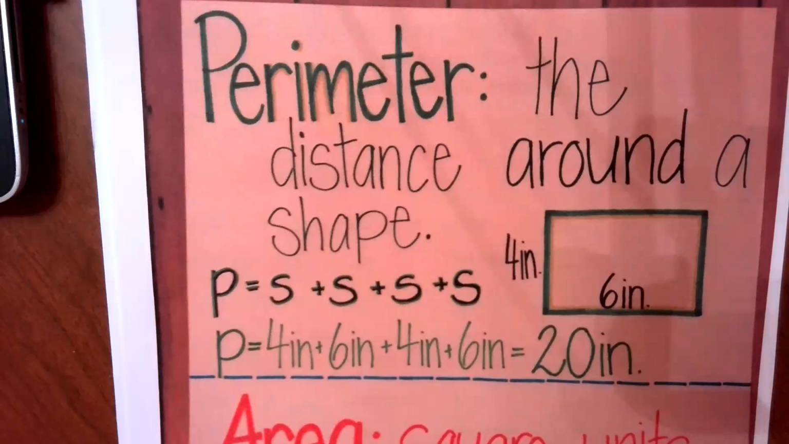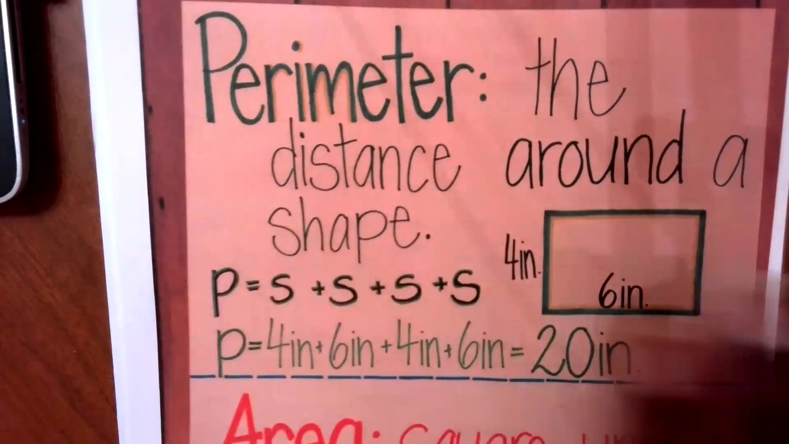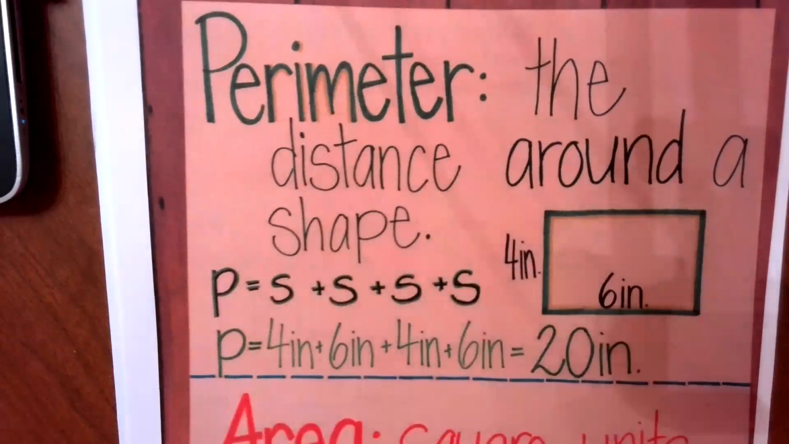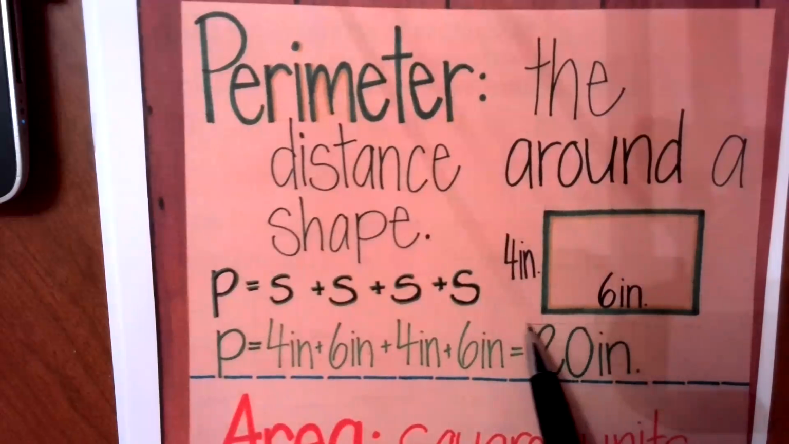Today we will be learning all about perimeter and area, the formulas and how to calculate them. So let's first start with our vocabulary words. Our first one is perimeter. Perimeter is the distance around the shape. How far is it for me to go all the way around the shape? So the outside of the shape.